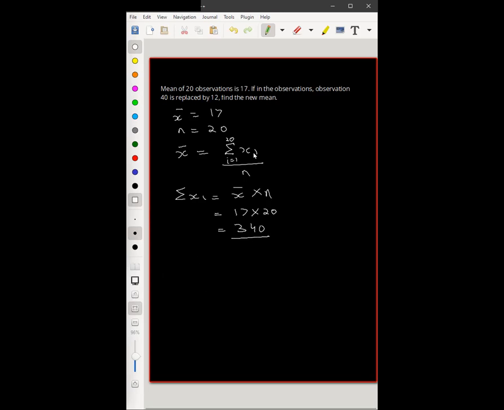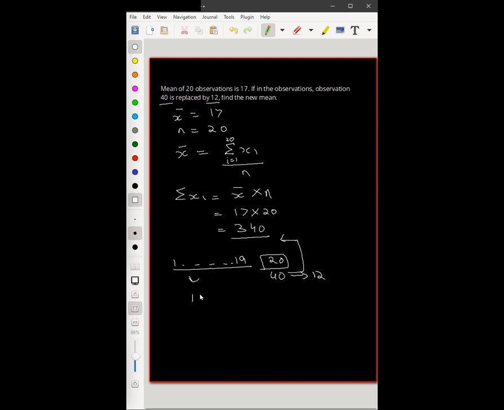Now what is this question telling you? That observation 40 is replaced by 12. So let's say like the last observation. So from here we have the 19th observation values there. The 20th observation, the value was 40. So this 40 is included in this 340, right? So what am I doing now? Instead of 40, I need to put 12.